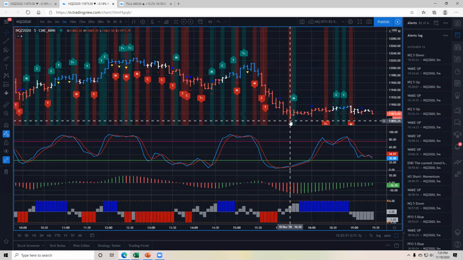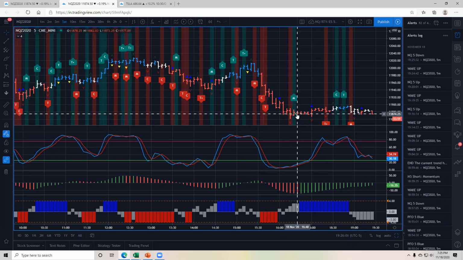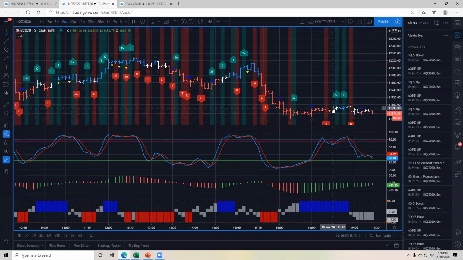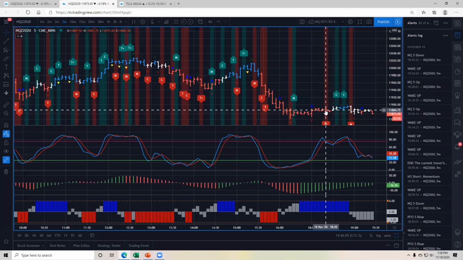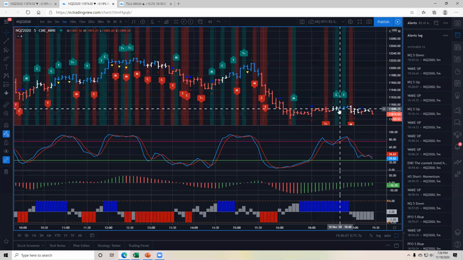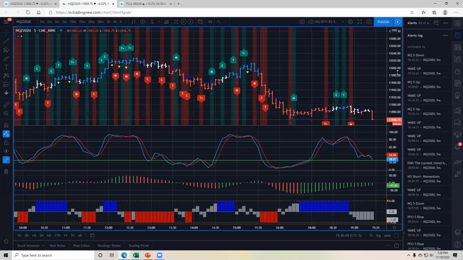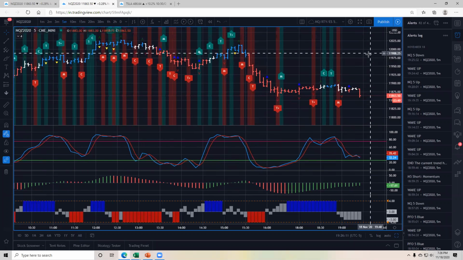So here's another lower fractal. The 2 bars before it were higher lows, 2 bars after it were higher lows. Here's another upper fractal. The 2 bars before it were lower highs, and the 2 bars after it were lower highs. Now, why do we talk about fractals?